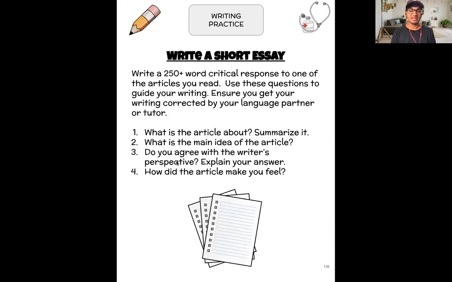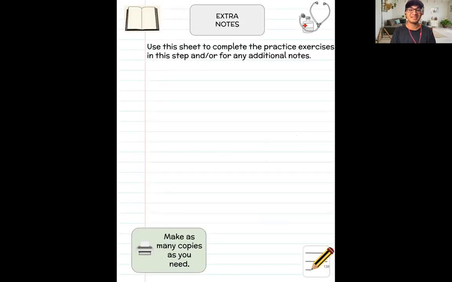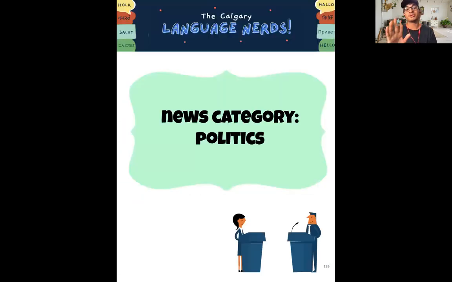You're going to write your little essay as always. Same. I copy pasted this page, so same essay as always. Same discussion. I've copy pasted this page, so same discussion. Nothing new here. And that takes us to the end. Now, there's actually a couple more. We have politics. Okay, another news category.